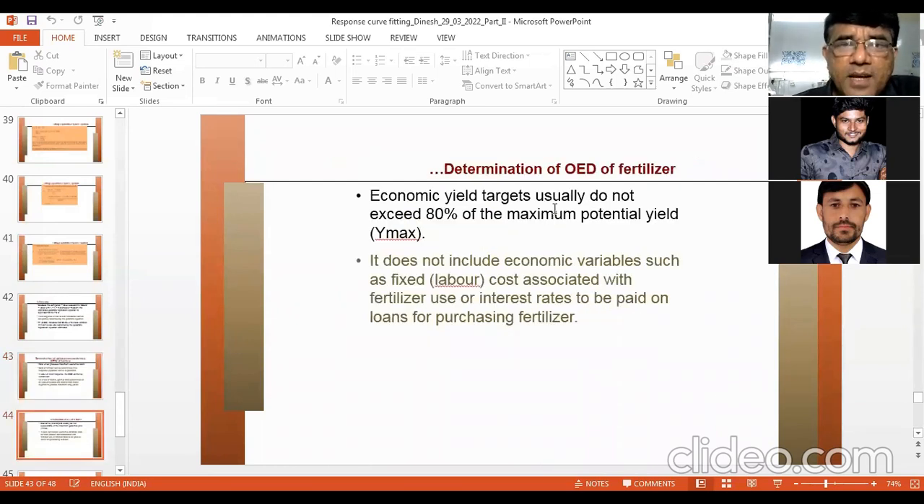So economic yield targets usually do not exceed 80% of the maximum potential yield. It does not include economic cost. It is considering only other costs, which are considered as common.